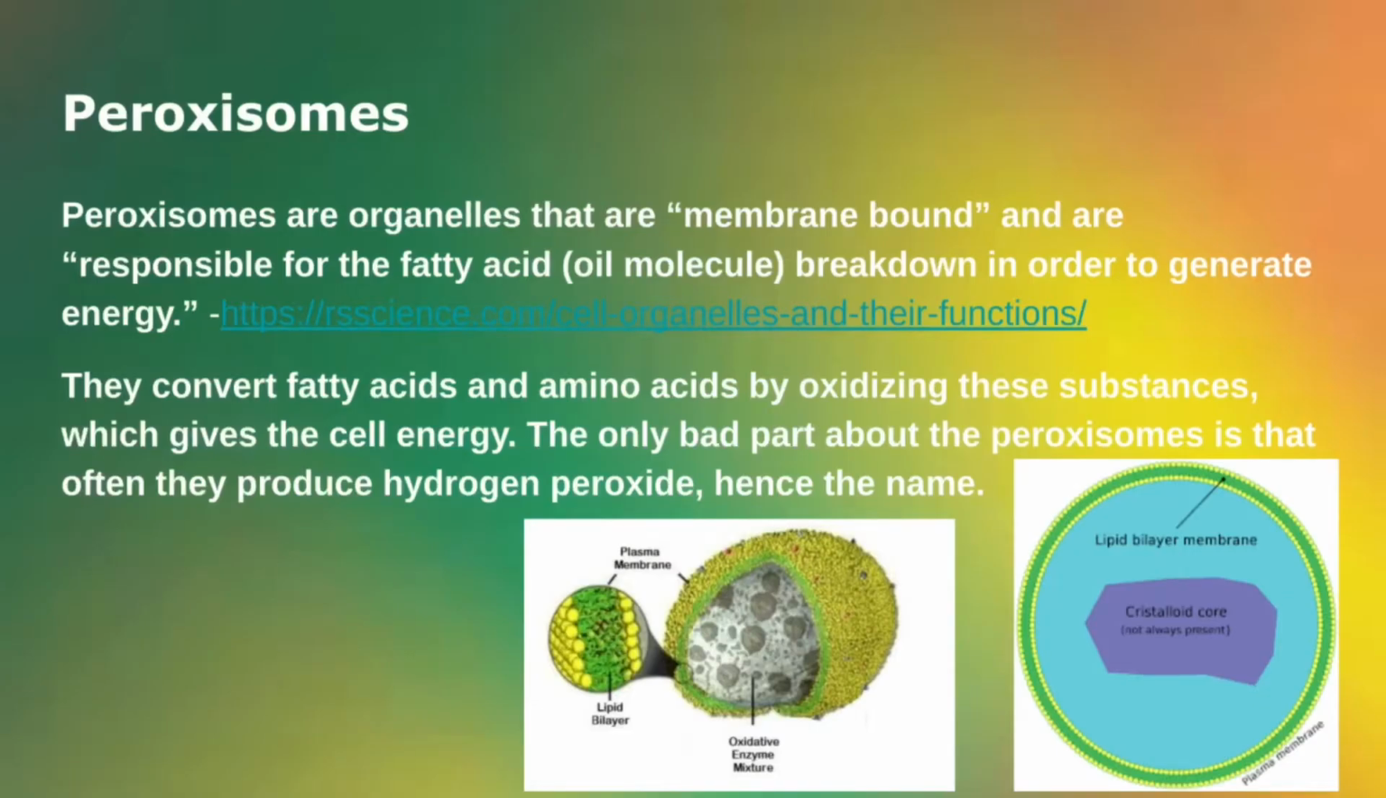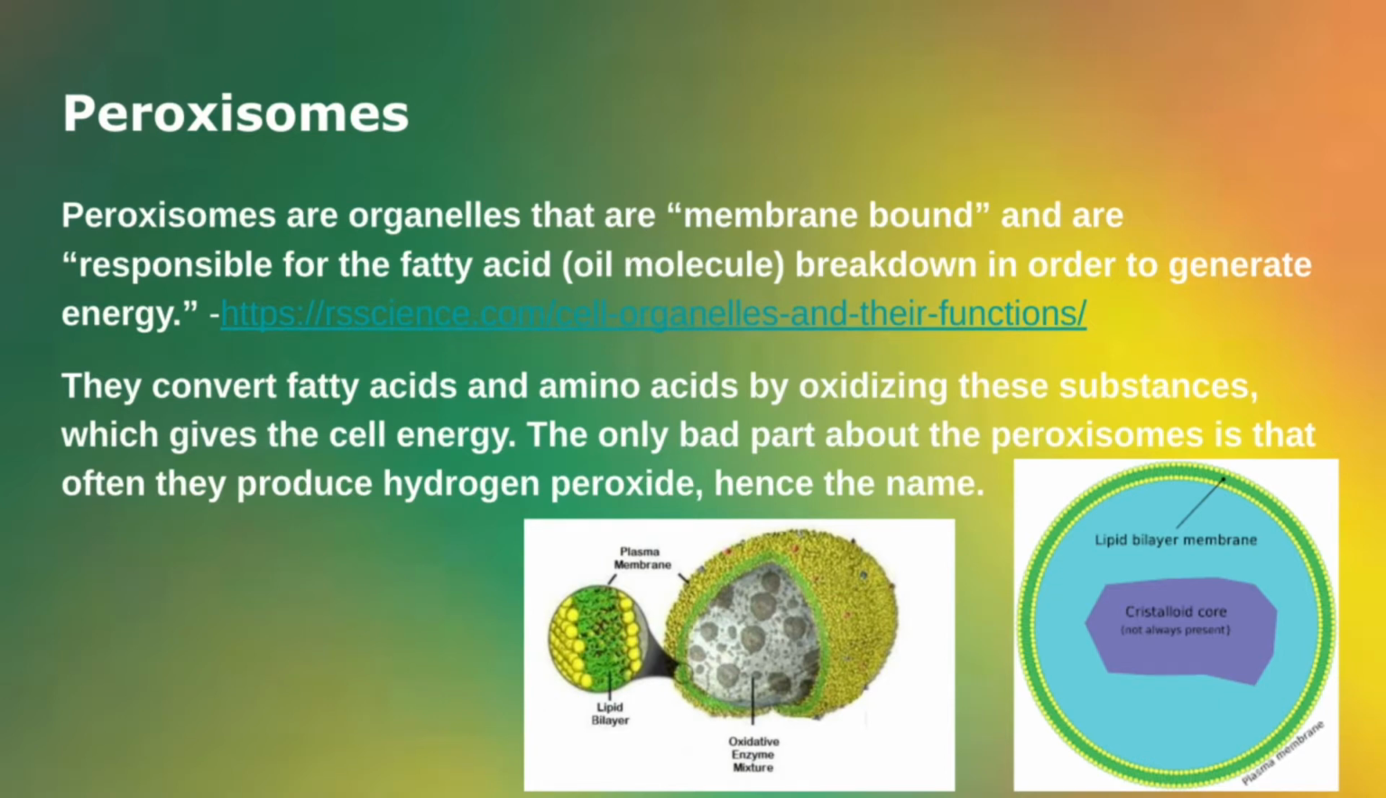Alright, let's talk about peroxisomes. Peroxisomes are organelles that are membrane-bound and are responsible for the fatty acid breakdown in order to generate energy. They convert fatty acids and amino acids by oxidizing these substances, which gives the cell energy. The only bad part about the peroxisomes is that they often produce hydrogen peroxide, hence the name peroxisome. Here you can sort of see the structure of it.